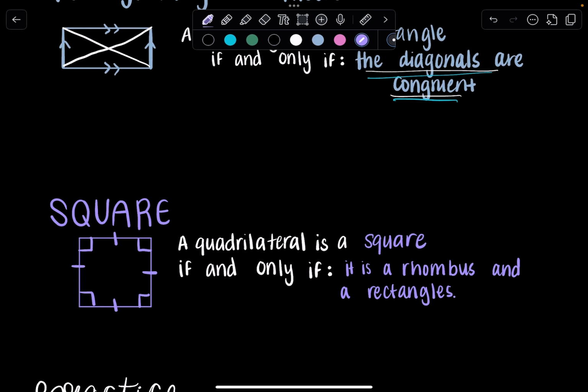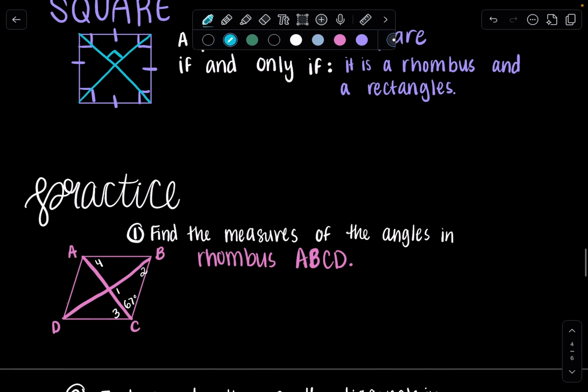So something is a square if and only if it is a rhombus, so 4 congruent sides, and a rectangle, 4 right angles. But now going further, we can look at the diagonals. We know that these diagonals are going to be congruent, and we also know that they're going to bisect each other to form 90 degrees. Pretty crazy stuff. Now let's practice.